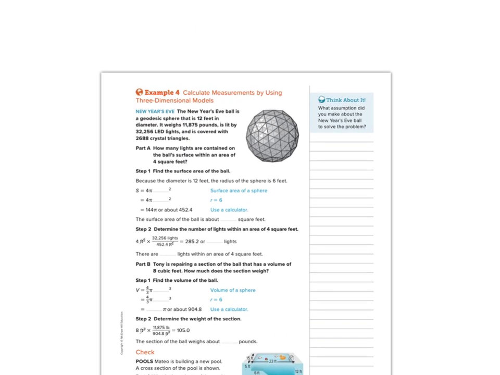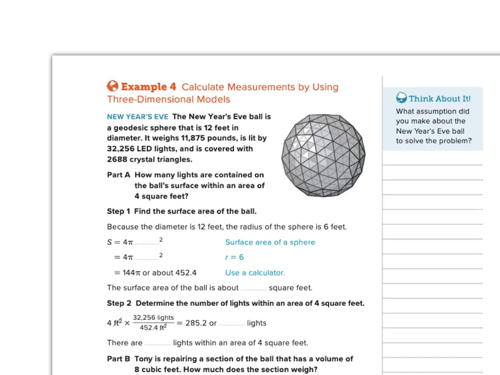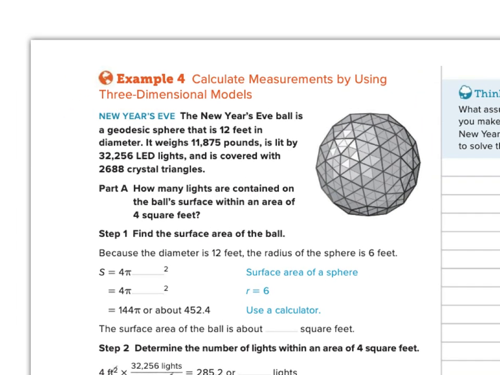Moving on. Now they're talking about calculating measurements using three-dimensional models. Goodness, this one is long and drawn out. But hey, the size of the New Year's Eve ball. It's a geodesic sphere that is 12 feet in diameter. It weighs this many pounds. It is lit by this many lights and is covered with this many crystal triangles. Okay, how many lights are contained in the ball surface within an area of 4 square feet? Well, the ball is bigger than 4 square feet, but we only want to utilize 4 square feet.